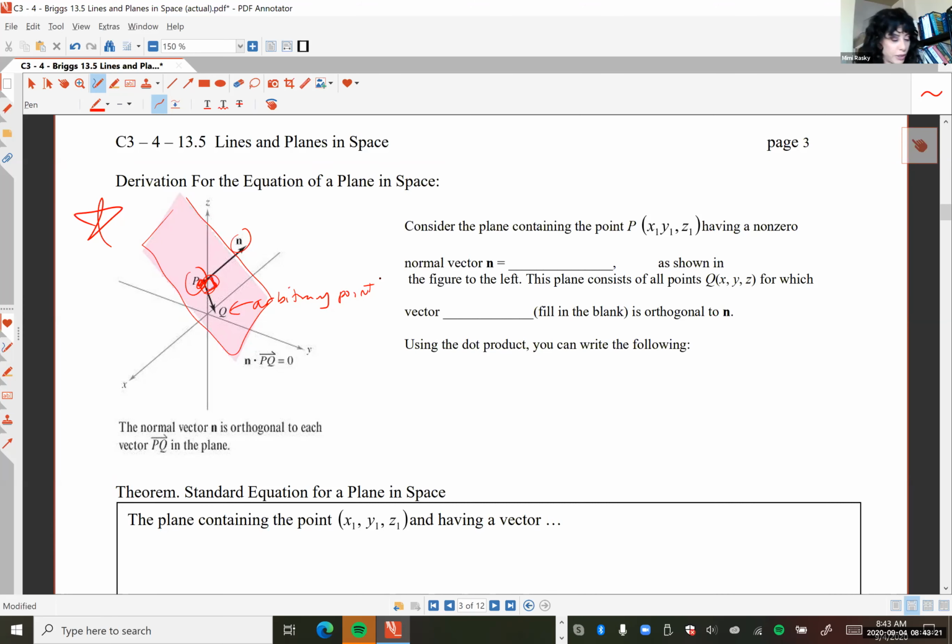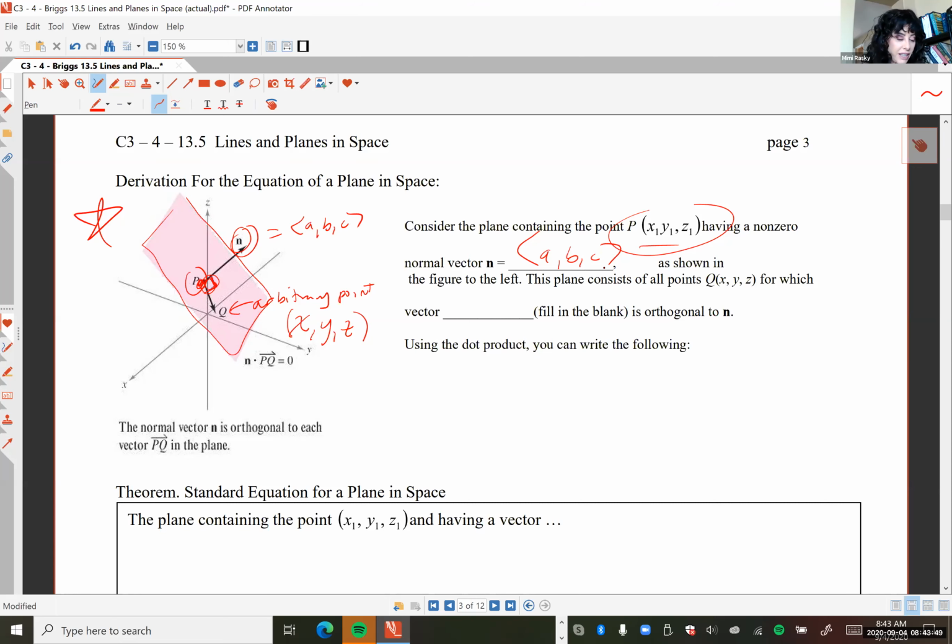We're just going to arbitrarily give it some generic coordinates, X, Y, Z. Now the point P is fixed, and you are given the point P coordinates. Say they're X1, Y1, Z1. And let's say this vector N is given to you, or you have to come up with it. That's sometimes the hard part. With components A, B, C. And so there's the figure on the left. Hopefully you can kind of see what's going on.